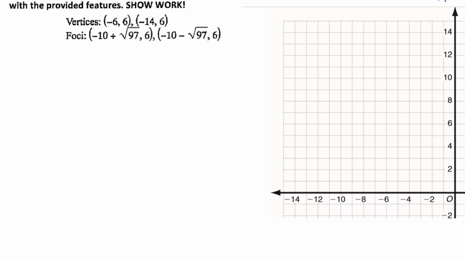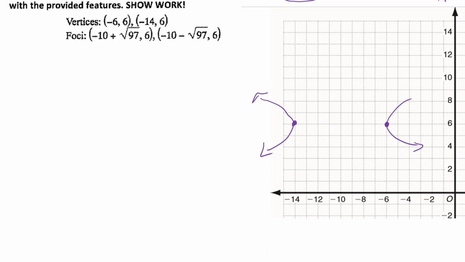So it says that I have a vertex at negative 6, 6. So negative 6, 6 is right here. And negative 14, 6, which is right here. All right, so I can see that my vertices are on the x-axis, so it's going to open up horizontally. It's going to be doing something like this.